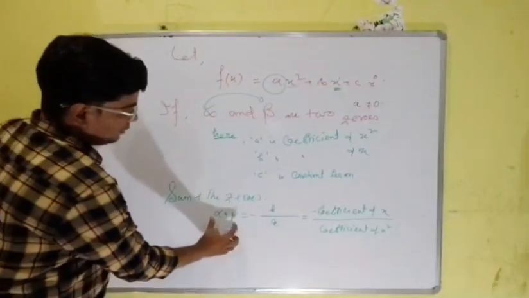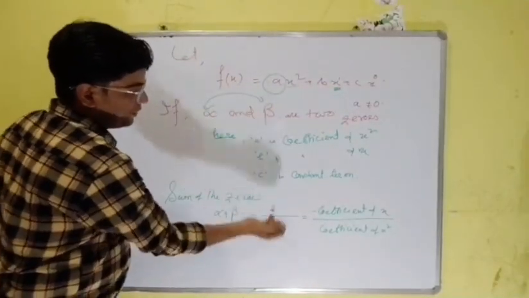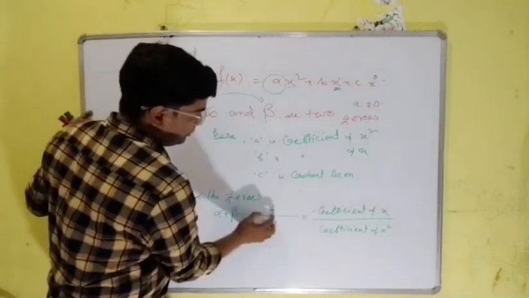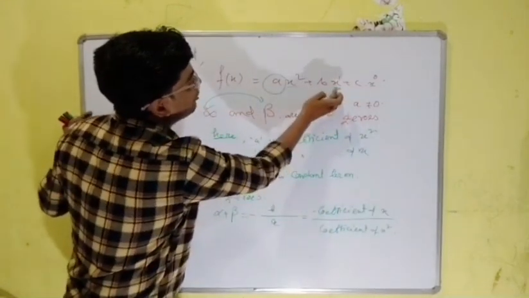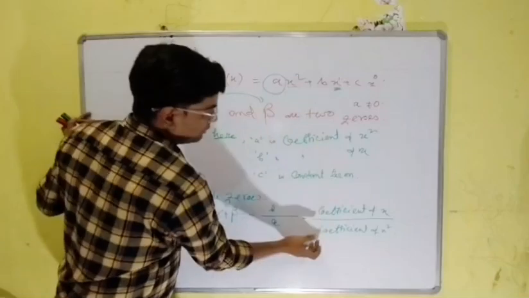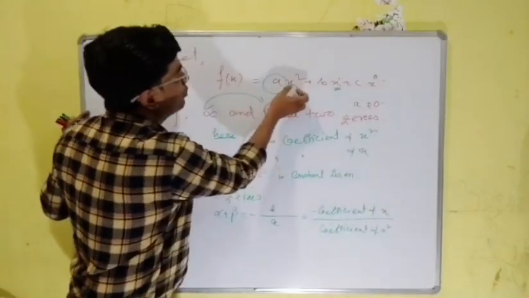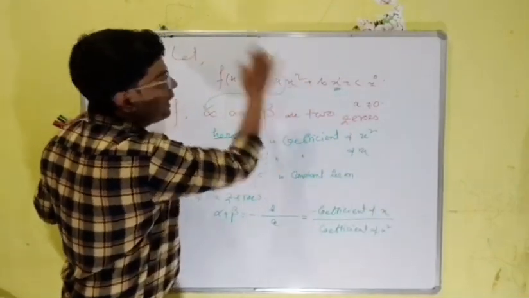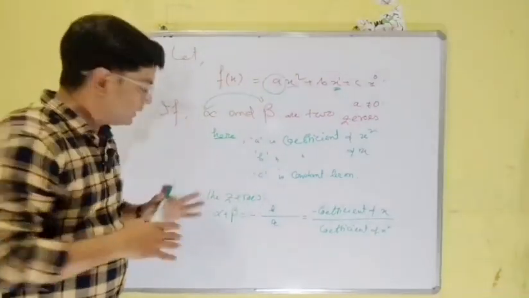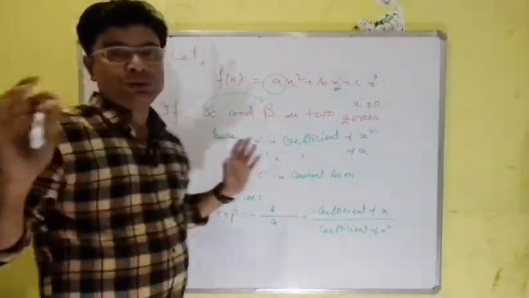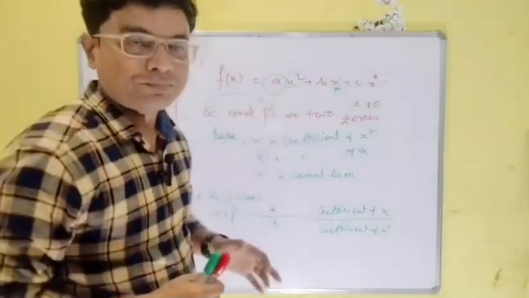The sum of the zeros, alpha plus beta, gives minus b by a, where b is the coefficient of x and a is the coefficient of x square. We have got the relation between the sum of the zeros and the coefficients of x square and x. Okay.